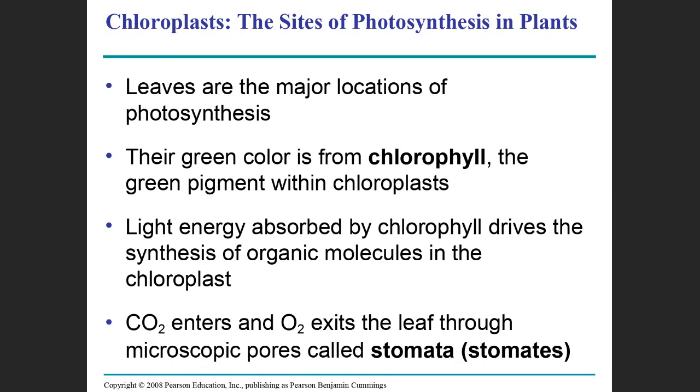Stomates are pores that open and close to allow oxygen out and carbon dioxide in. Water also evaporates through the stomates. In that way, water continually moves through the roots, up the stem, and out the leaves. So water can continuously move through that plant.